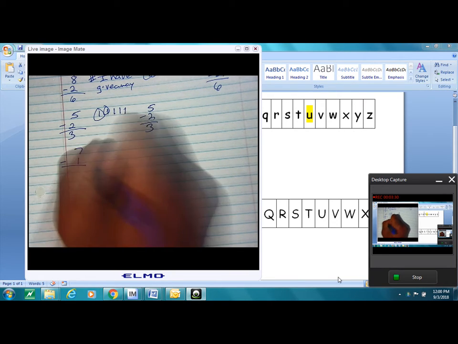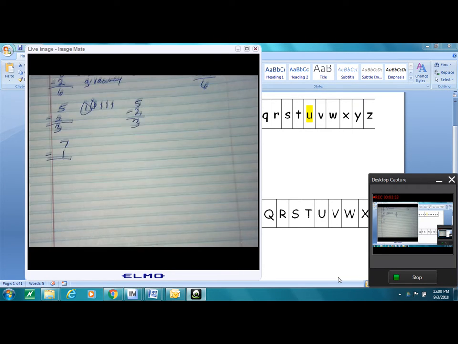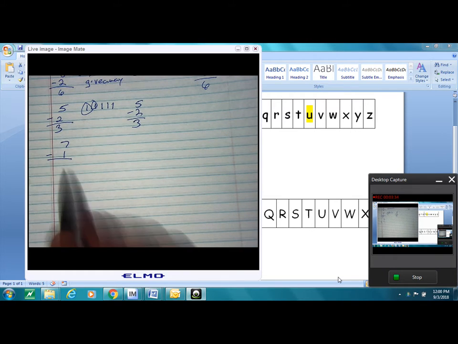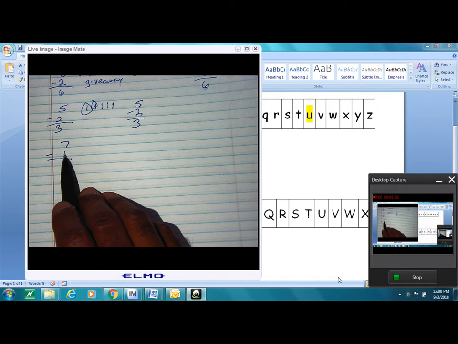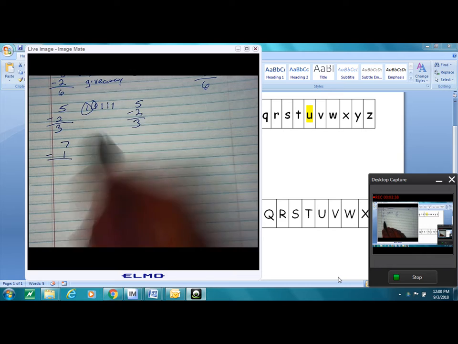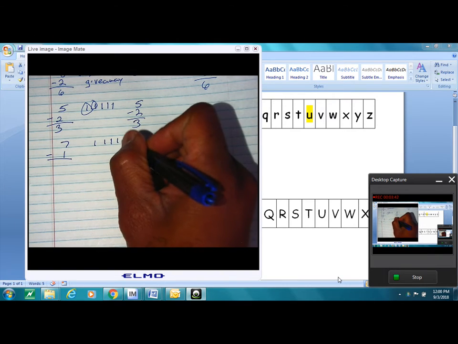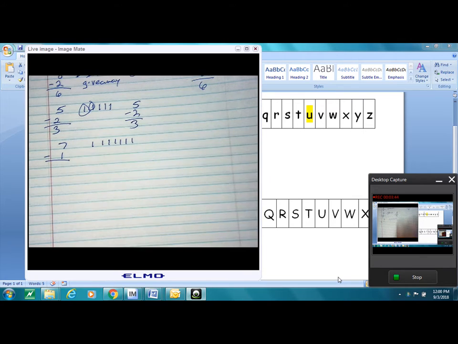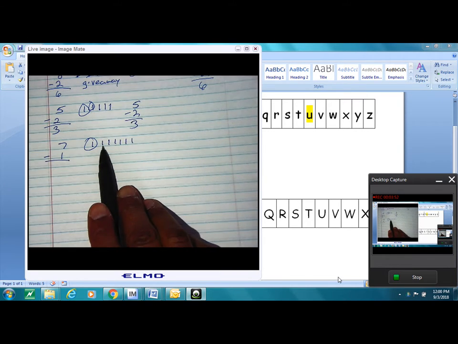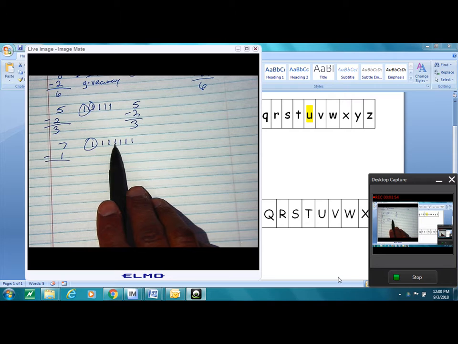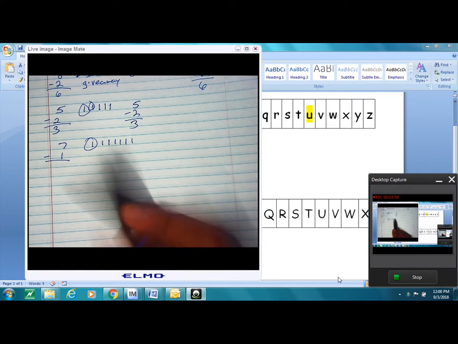We're going to do 7 minus 1. Okay? Top number is what you have. The bottom number is what you want to give away. 1, 2, 3, 4, 5, 6, 7. That's what you have. Now you want to give away 1. How many did you keep? 1, 2, 3, 4, 5, 6.